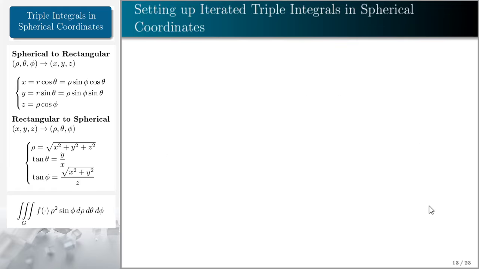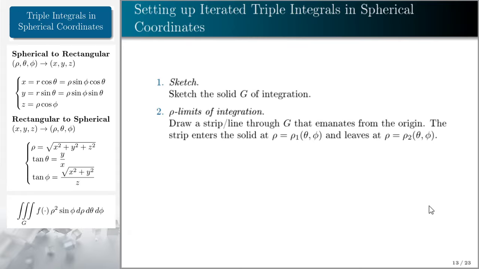Being said so, let's have the following suggested steps in setting up the triple iterated integrals in spherical coordinates. As usual, drawing will be the first part. Of course, being able to draw means that we will be able to understand our solid properly. And then we will be finding out the limits of the rho, the theta, and the phi in that order. First will be the limits of the rho.